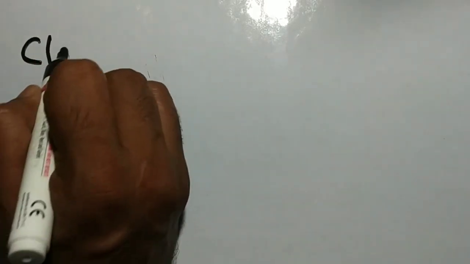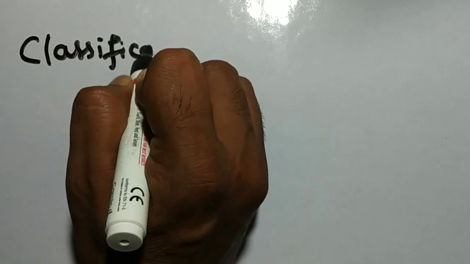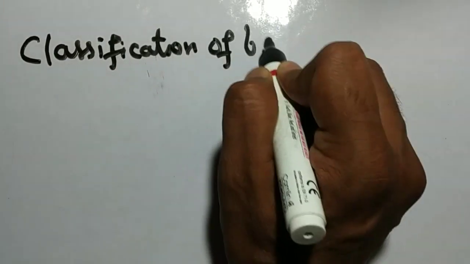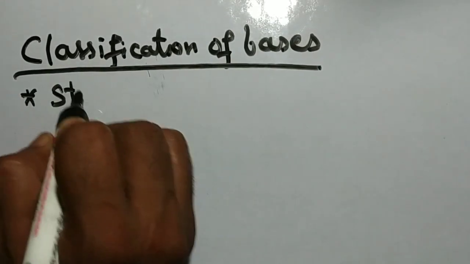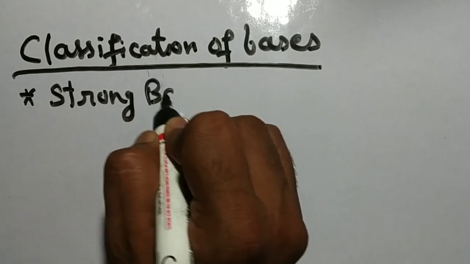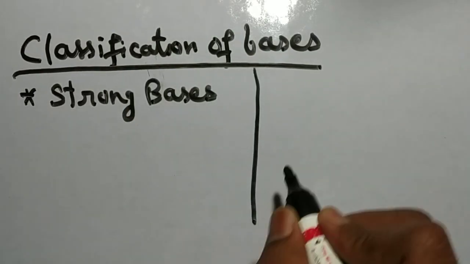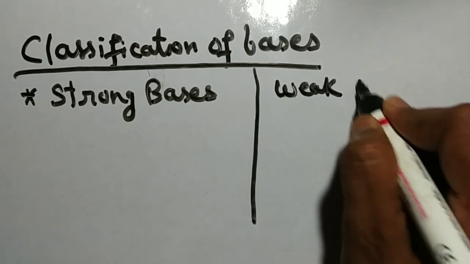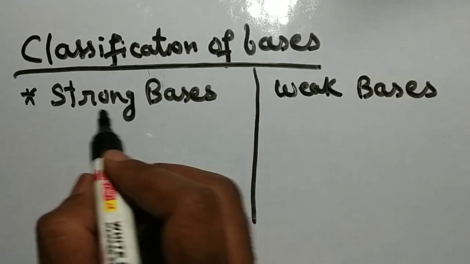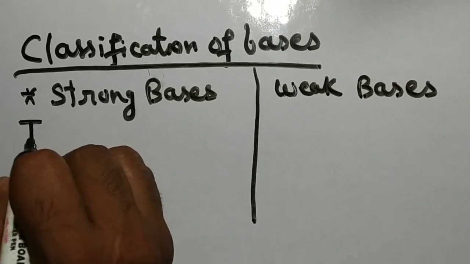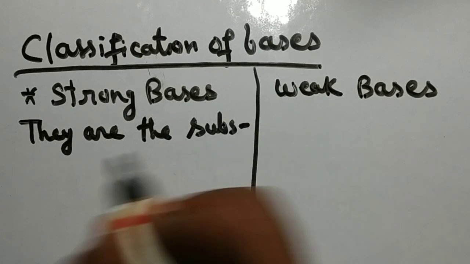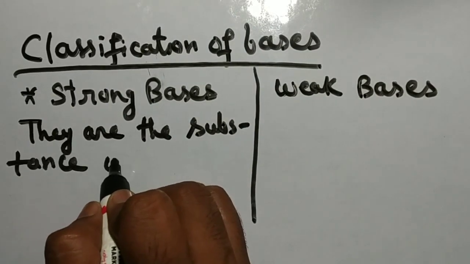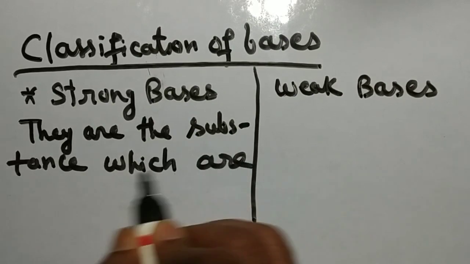Moving to the next point, we are talking about the classification of bases, not acids, it is the bases. Bases can be classified into two types. The first one is strong bases, and the second one is weak bases. So how can we distinguish them? Strong bases are the substances which are completely ionized.